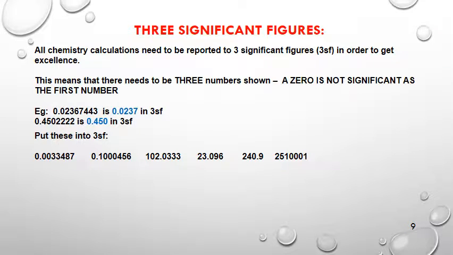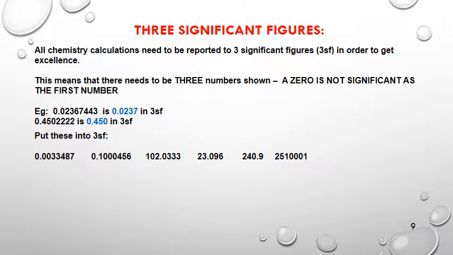So, an important aspect in chemistry is the idea of significant figures, because all chemistry calculations need to be reported to 3 significant figures in the NCEA in order to get excellence, which we should all be aiming for. This means there needs to be at least 3 numbers shown, where a 0 is not considered significant if it is the first number. So here's an example.